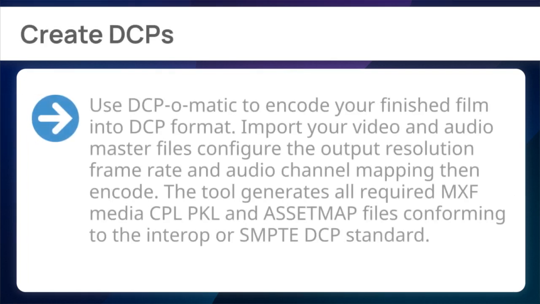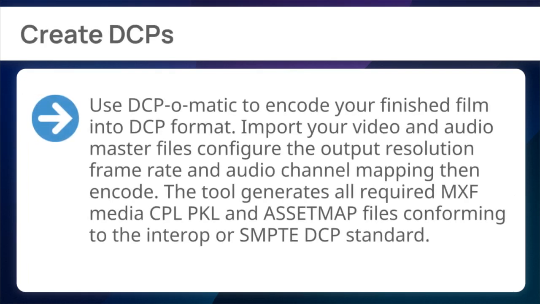Finally, create DCPs. Use DCP-o-matic to encode your finished film into DCP format. Import your video and audio master files, configure the output resolution, frame rate, and audio channel mapping, then encode. The tool generates all required MXF media, CPL, PKL, and asset map files, conforming to the Inter-Op or SMPTE DCP standard.